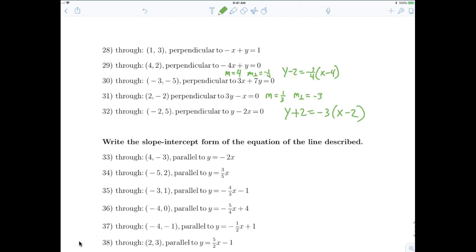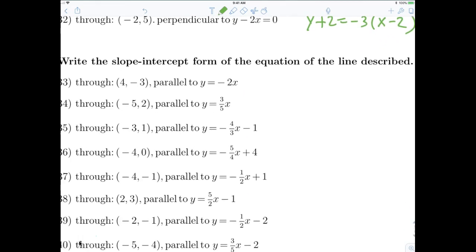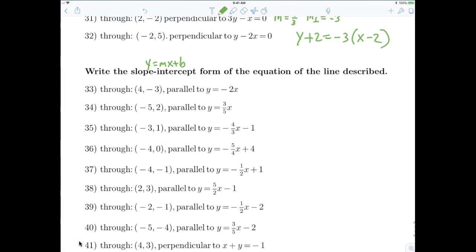All right, so let's take a look now at 33. Now the question, slope-intercept, make sure you remind yourself y equals mx plus b. So you're just going to write it in that form, y equals mx plus b. But first, we're going to put it in what? Point slope, and then we're going to convert it over to slope-intercept. All right, is everybody with me? All right, so if it's parallel, what is the slope of the parallel? -2. Perfect. The slope of the parallel is -2.